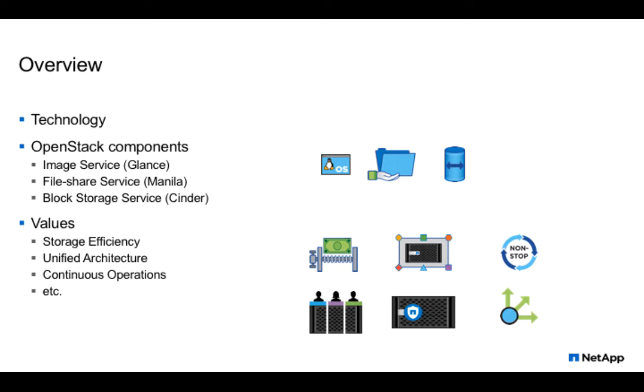Within OpenStack, you will work with three components: the image service or Glance, the file share service or Manila, and the block storage service or Cinder. By working with NetApp's ONTAP platform and OpenStack, you gain different values, including storage efficiency, unified architecture, continuous operations, secure multi-tenancy, data protection, and seamless scaling. The hands-on exercises take you through each of these values using OpenStack with Cloud ONTAP as the underlying storage operating system.